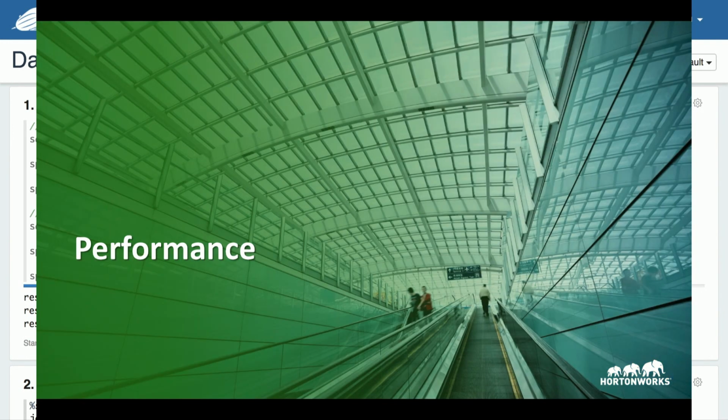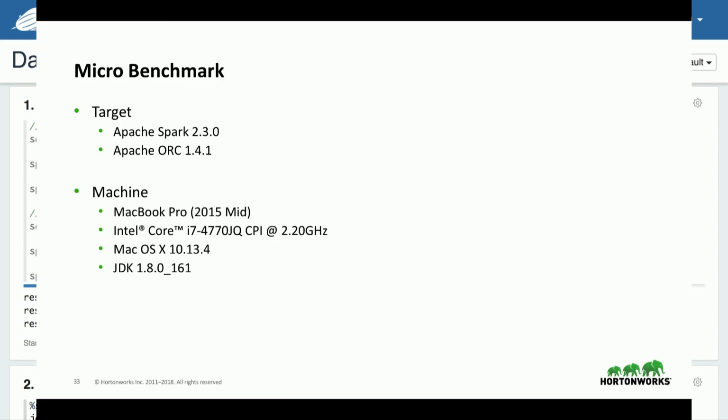So that is not a rigorous experiment environment. Actually, there is a micro benchmark on the official Apache site, so I use that one. This is done on the official Apache Spark 2.3, and that one uses Apache ORC 1.4, and it is run on my laptop.